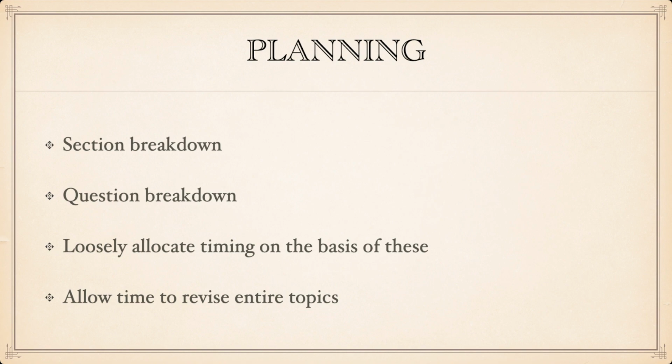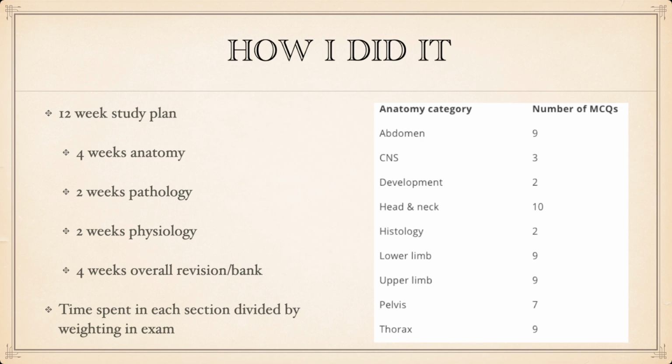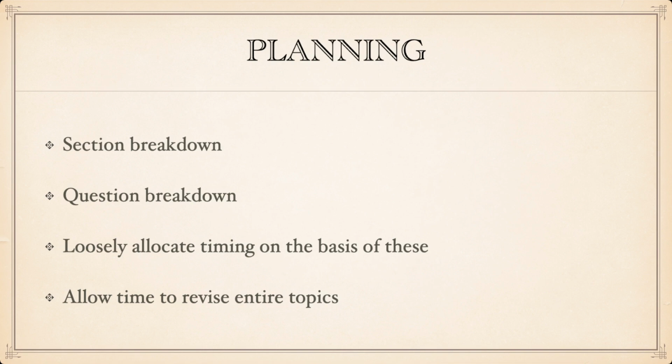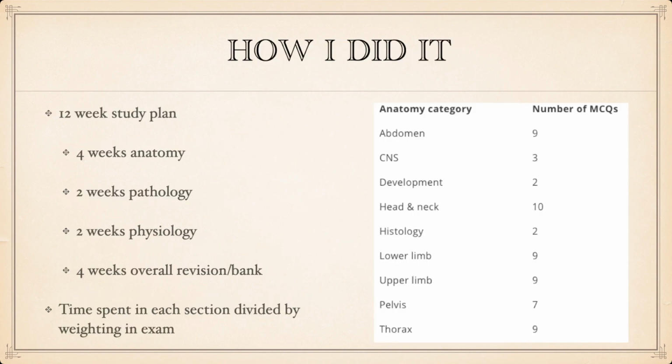As you plan to go through, as I say, get the college list, and there it is. Abdomen was 9. And thorax is also 9, but CNS is 3, so it is 3 times as many questions on the abdomen as there is on the central nervous system. So know what they are, know what the question breakdown is, and allocate your time on the basis of this, and give yourself some time at the end to come back over what you've already covered and look at things again.